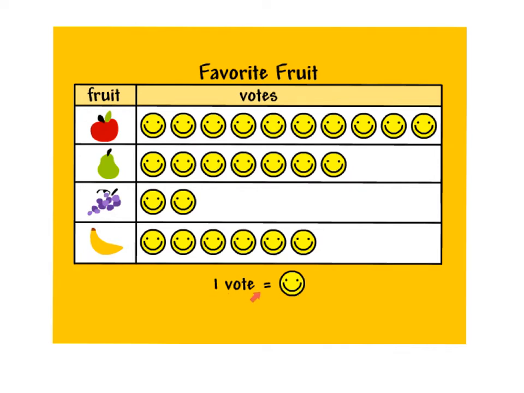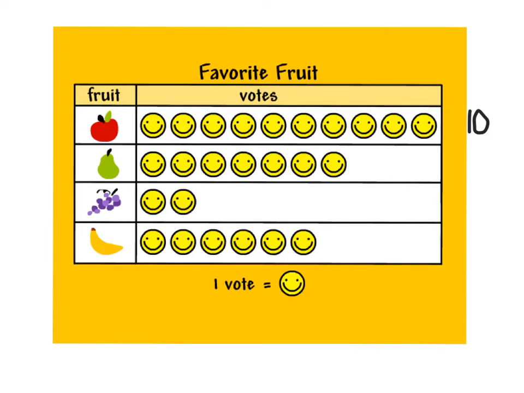Now down here at the bottom, this is called a key. It tells us that one vote is the same or equal to one happy face. Later, you may see where it might be 2 votes for one picture, but this one is for 1 vote, you get 1 happy face. Let's count and let's see how many apples were voted on by their students. Let's count it together. 1, 2, 3, 4, 5, 6, 7, 8, 9, 10. So we can know that there were 10 people that chose apples as their favorite fruit.